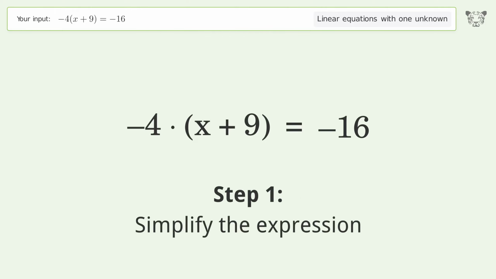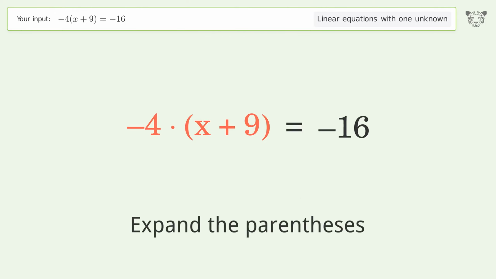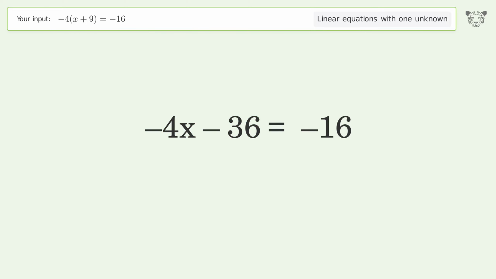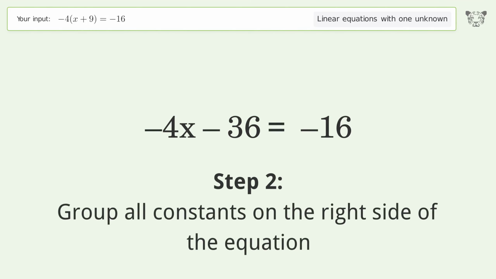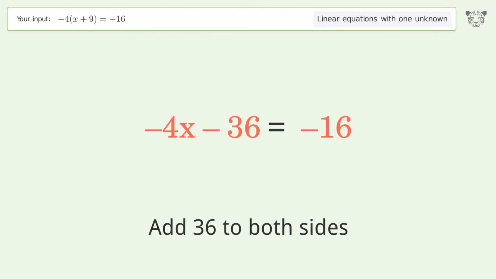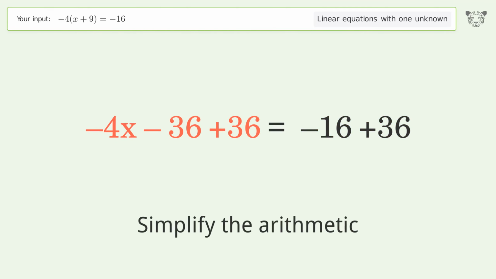Simplify the expression. Expand the parentheses. Simplify the arithmetic. Group all constants on the right side of the equation. Add 36 to both sides. Simplify the arithmetic.